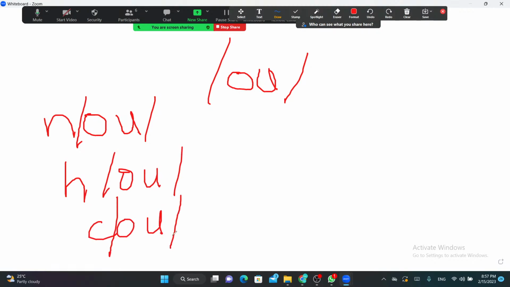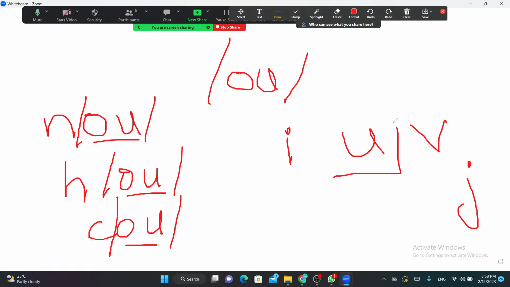So you cannot write OU at the end of English words because English words don't end in I, U, V, and J. English words don't end in U, so you cannot write OU at the end. So you will go for the alternative spelling of ow, and what is that? O-W. O-W will come at the end. O-W, how.